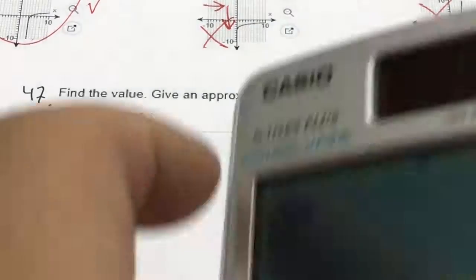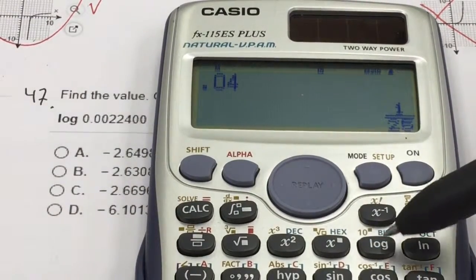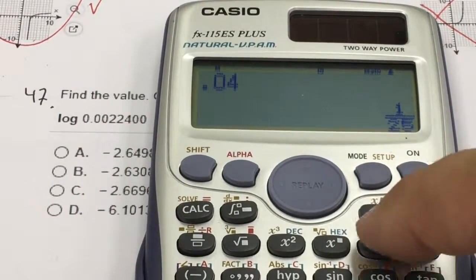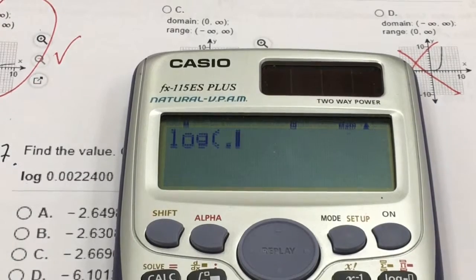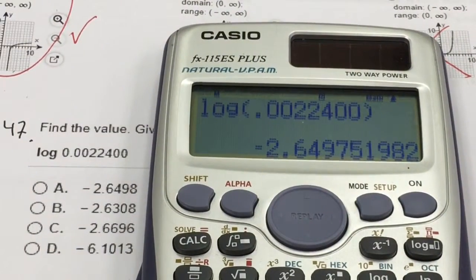This is just a simple calculator key in. You got to know which log button to hit. Notice it doesn't have a base, so you're just going to hit the log button right here that says log. There's the log base button, and then there's just the log button. Hit the log button and be accurate. Type that thing in: 0.0022400, close parentheses, hit equals, and match it up. 26498. Choice A.